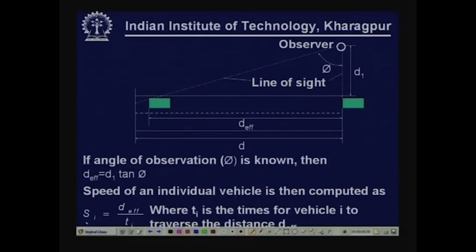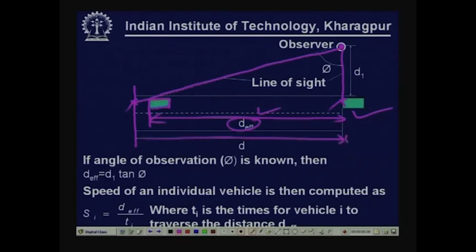Here I have tried to explain the thing. The observer is standing here, and as the vehicle is crossing, he is viewing this vehicle here. Okay, so it is absolutely no problem. When this vehicle crosses this line, this is the exit line, and this is the observer's line of sight. The vehicle is actually here, but the observer is getting an obstruction to this line, so he thinks that probably the vehicle has crossed. So, the vehicle has actually travelled this distance, which is d effective, rather than the actual distance d.